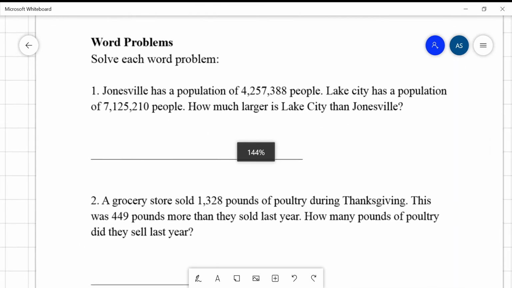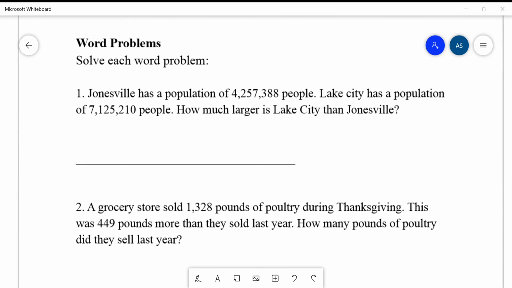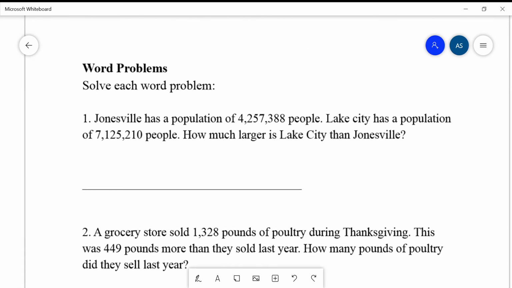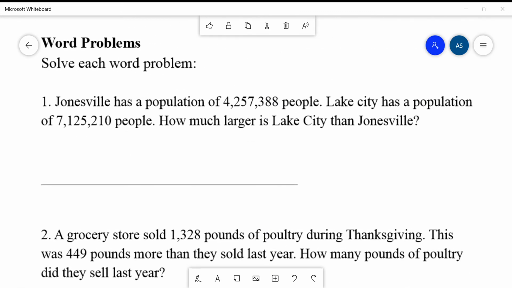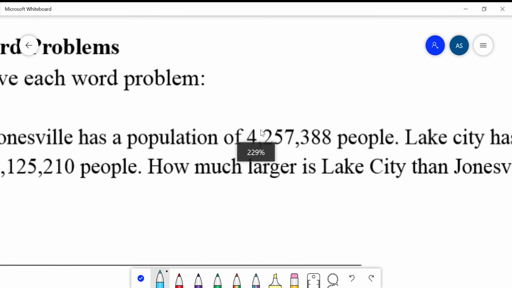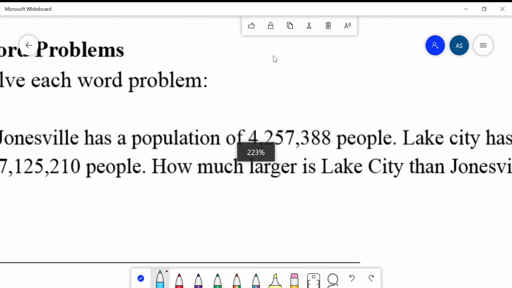Word problems. Okay, so for word problems, I'll just show real quickly number 1, and the rest of the questions should be similar to each other. So for number 1, Jonasville has a population of, oh, that's a big number. This is a thousands place, so this is like 4 million, right? 4,200,5,007, and 388 people.